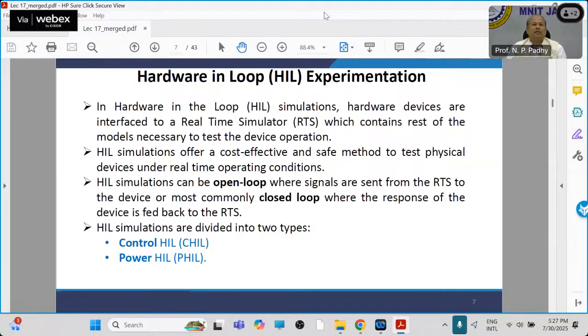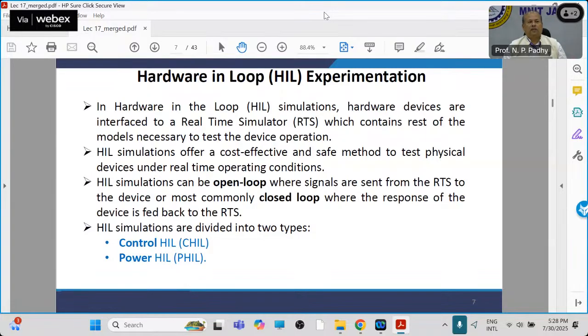HIL simulations offer a cost-effective and safe method to test physical devices under real-time operating conditions. You are not really operating in real time; it is as good as real time only. Now, HIL simulations can be open loop, where signals are sent from the real-time simulation to the device, or, most commonly, closed loop, where the response of the device is fed back to the RTS.